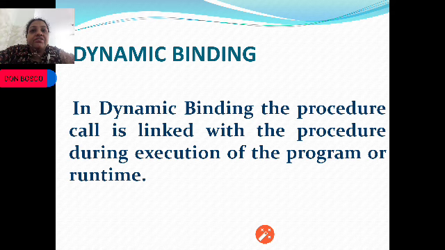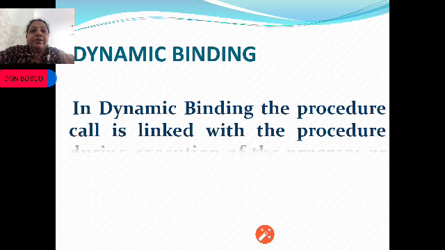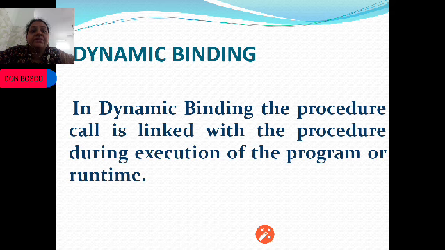Like in Turbo C, we press Alt F9 to compile and Control F9 to execute or run. So, in dynamic binding, the procedure call is not linked when we press Alt F9, which is compilation time. It will be linked during the execution of the program, that is when we press Control F9. That is called dynamic binding. In dynamic binding, the procedure call is linked with the procedure during the execution of the program, or during runtime.